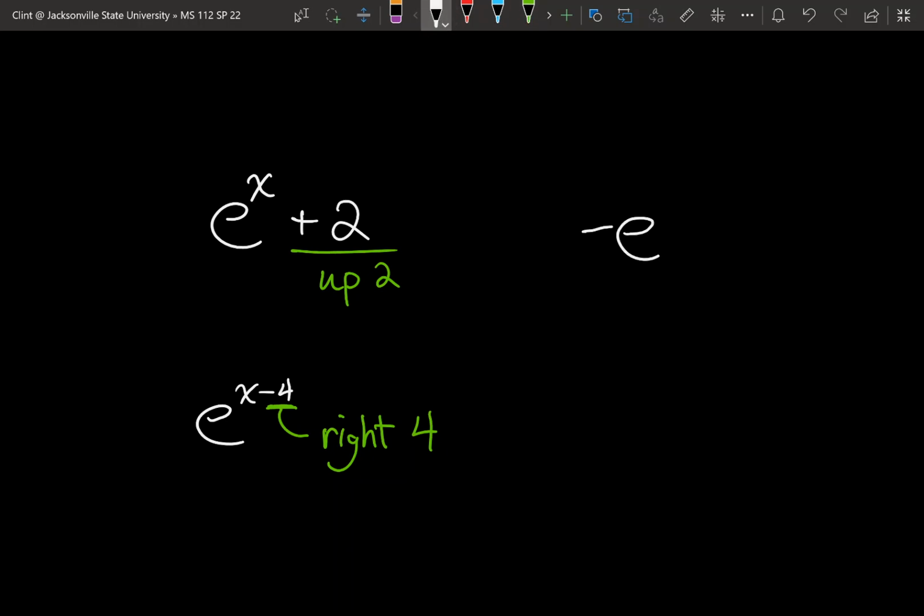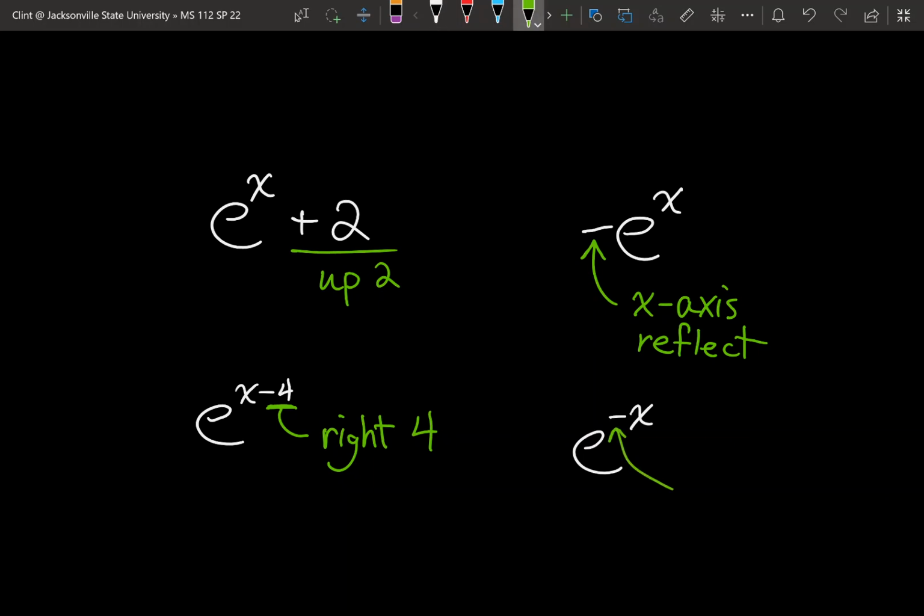If we have minus e to the x, the minus sign means we've got an x-axis reflection. Minus sign out front. And then the only one other type is if we have e to the negative x. In that case, the minus sign is in there with the exponent, just like with the other exponential functions. And that's a y-axis reflection.